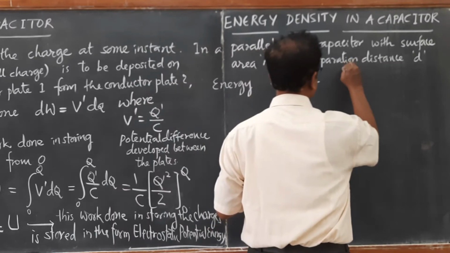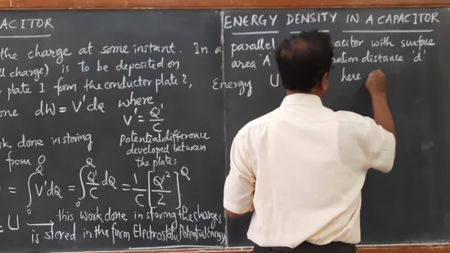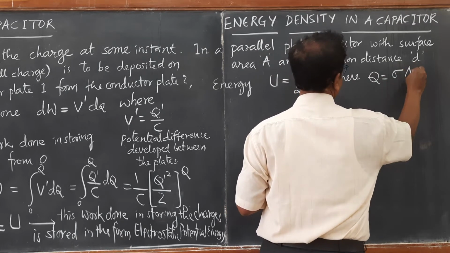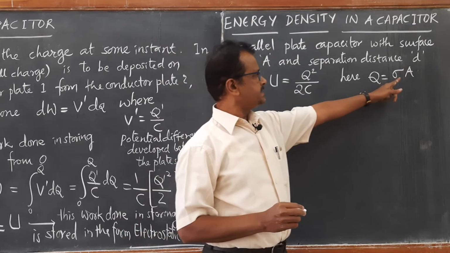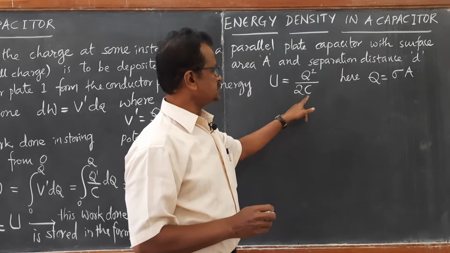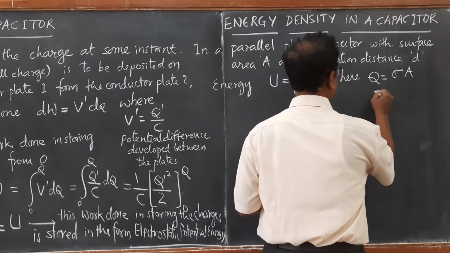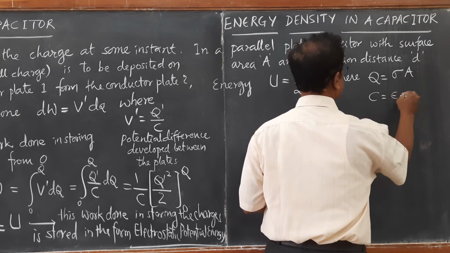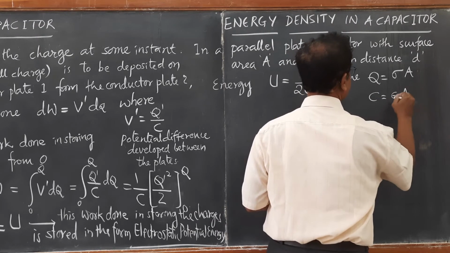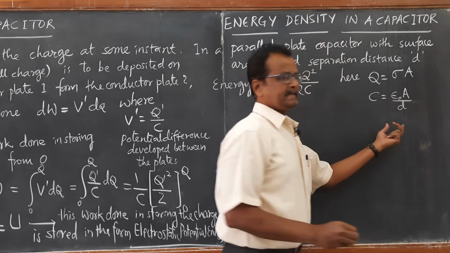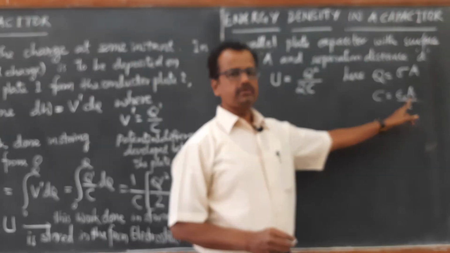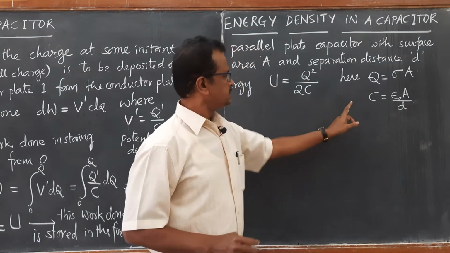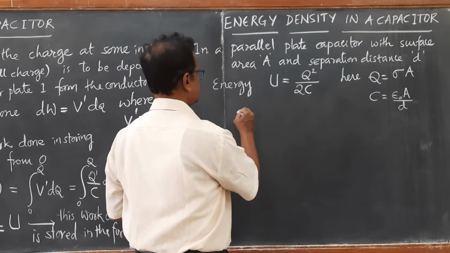Here, Q is equal to sigma into A, where sigma is the charge density as we know, and A is the surface area. C is the capacitance of the parallel plate capacitor, epsilon naught A upon D. If we substitute this, then what do we get?